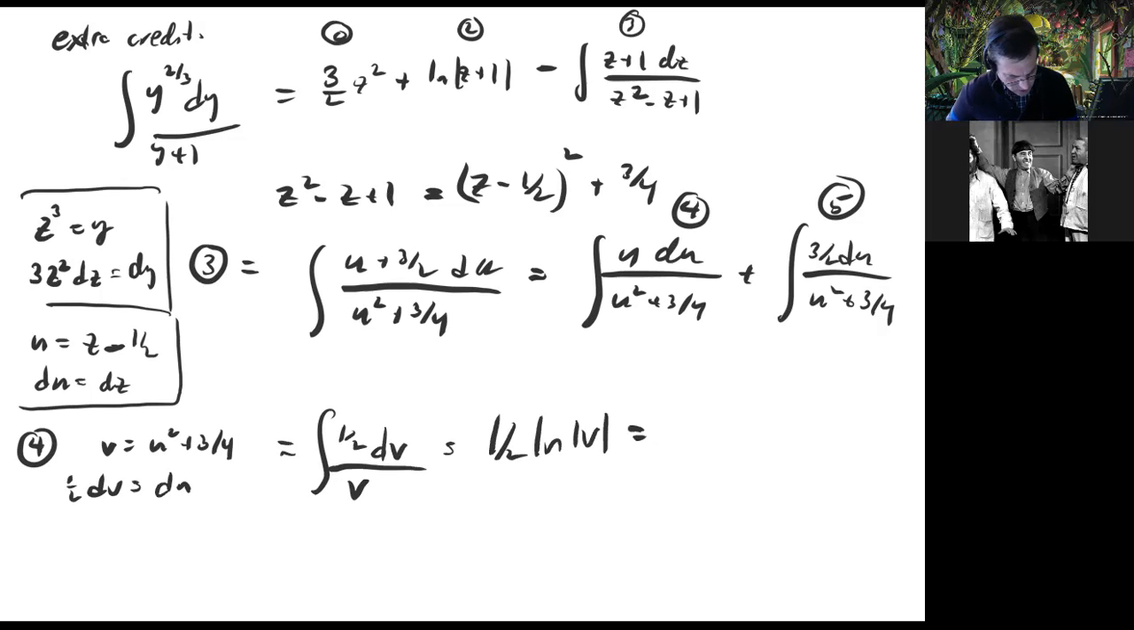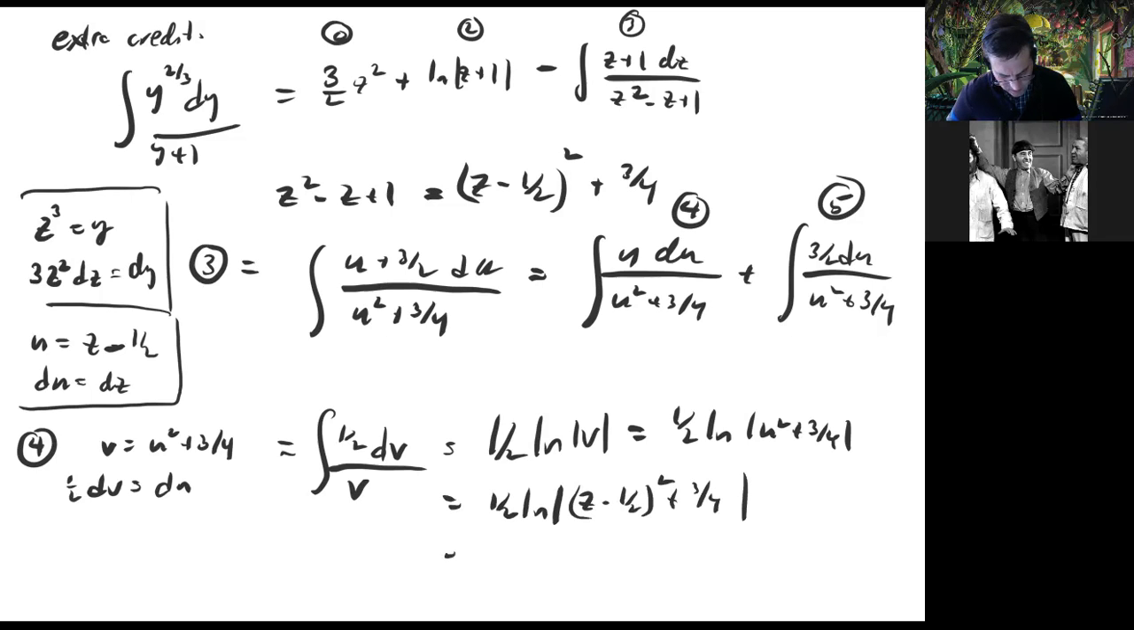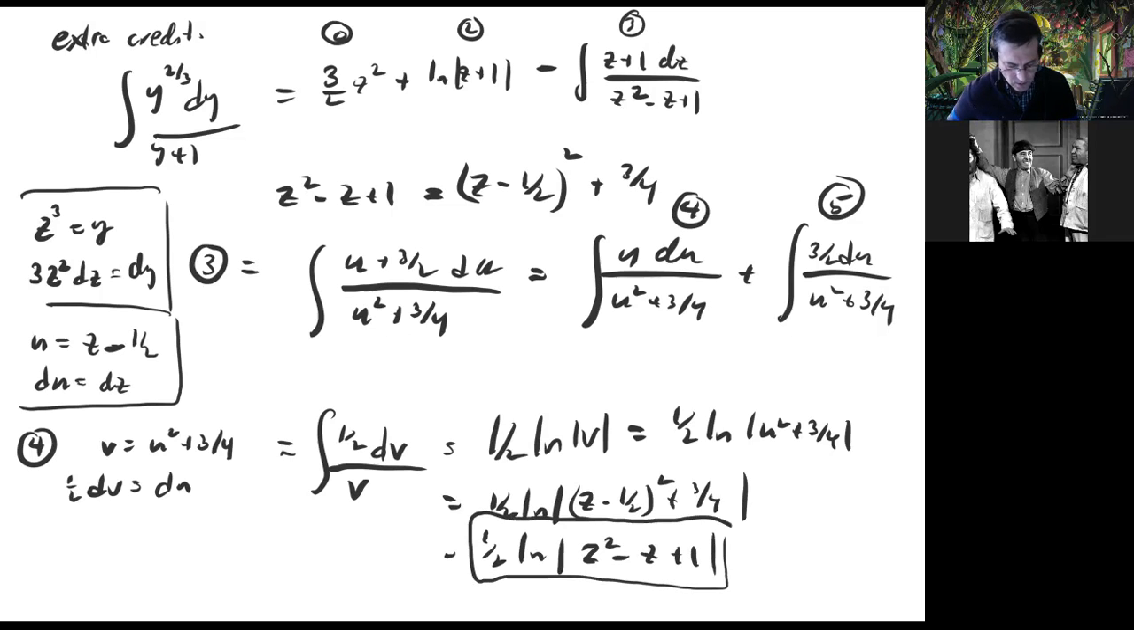Let's go back and put this in terms of u. So this is 1/2 ln of u squared plus 3/4. And we know what u squared plus 3/4 is: u is z minus 1/2, so it's z minus 1/2 squared plus 3/4. Or if you like, 1/2 ln of the original denominator, z squared minus z plus 1. And you have to add a c. That's the value of integral 4.